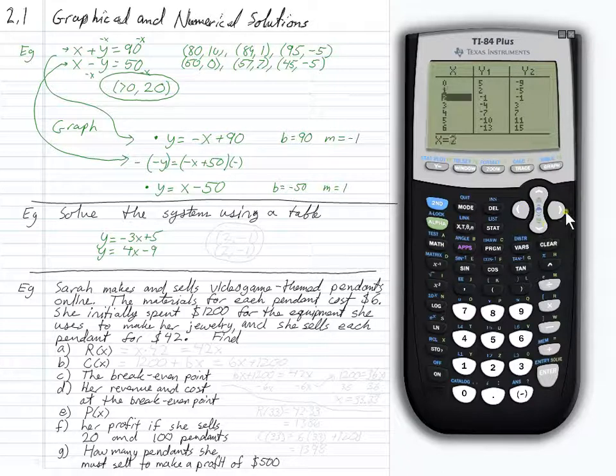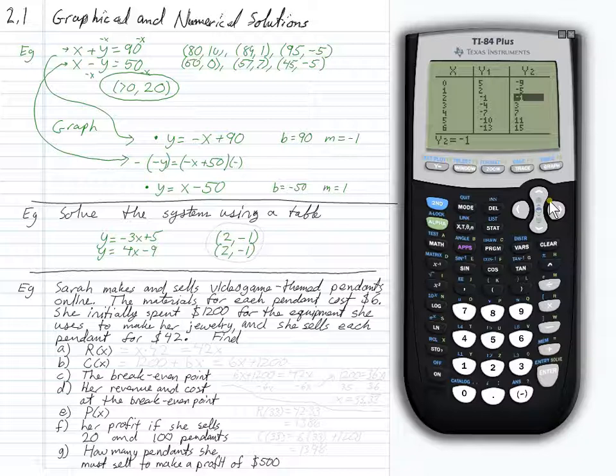But if x is 2, we get -1 from the first equation and from the second equation. So both lines pass through the point (2, -1). In other words, they intersect at that point. So that's how you would use the table to solve these types of equations.